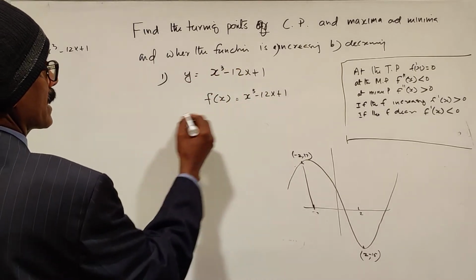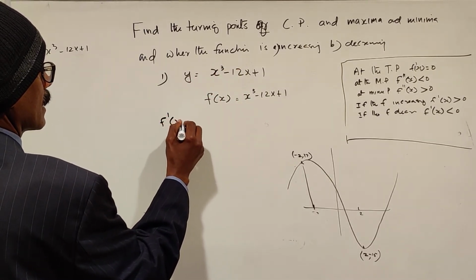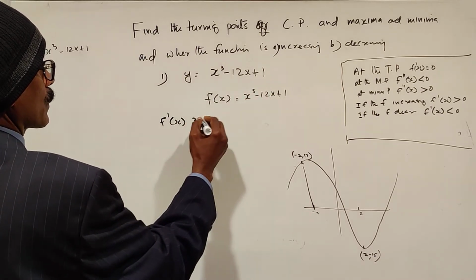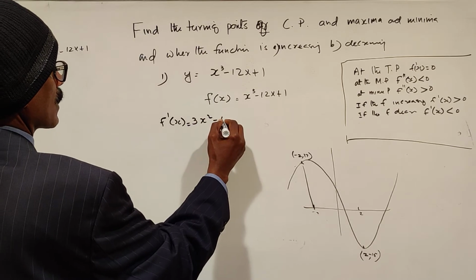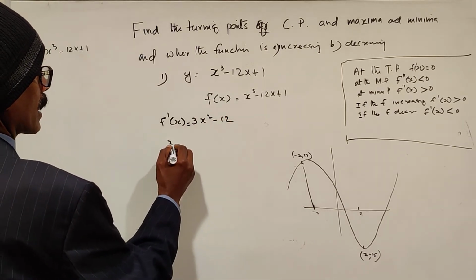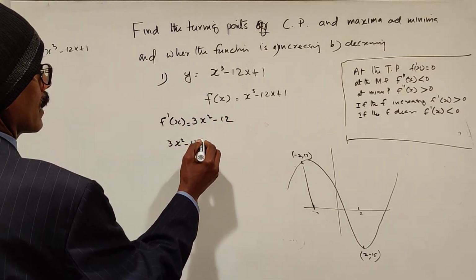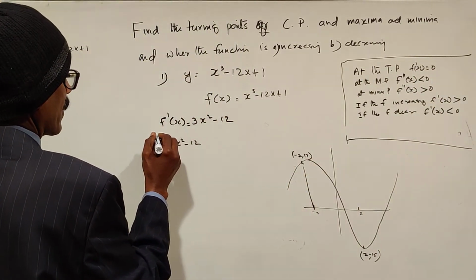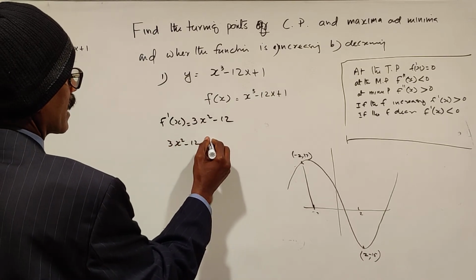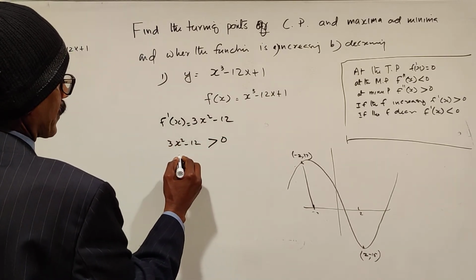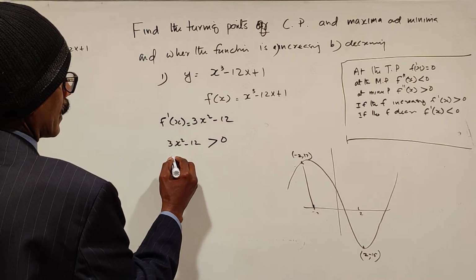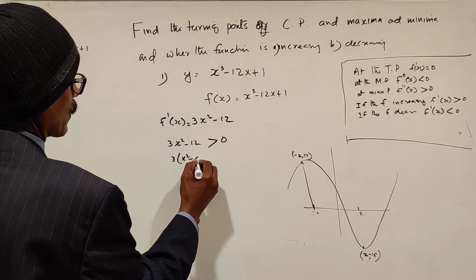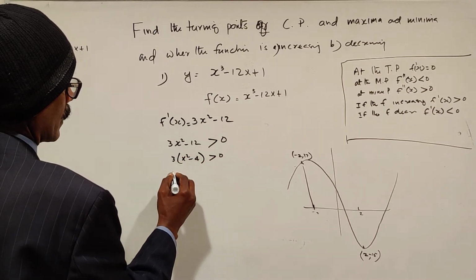Okay? What is f dash x? F dash x is the derivative of x cube, 3x square minus 12. Okay, 3x square minus 12. So, when the function is increasing, 3x square minus 12 is greater than 0, right? So what is that? 3 into x square minus 4 is greater than 0.